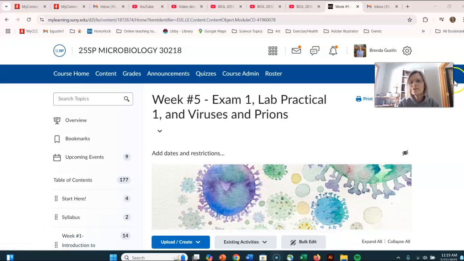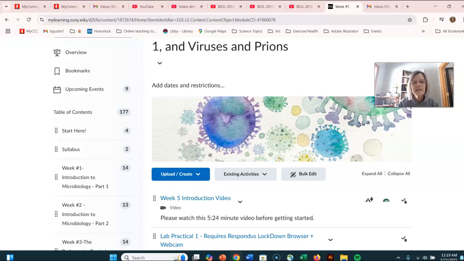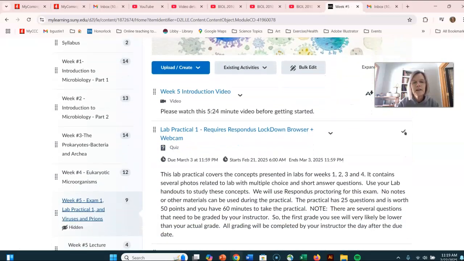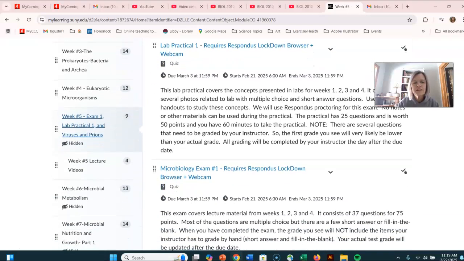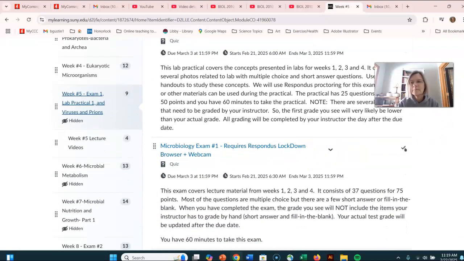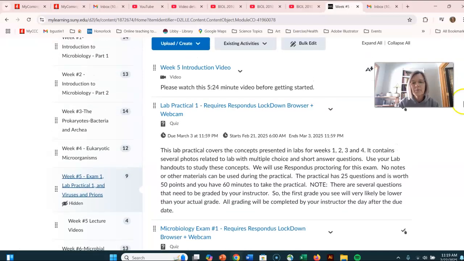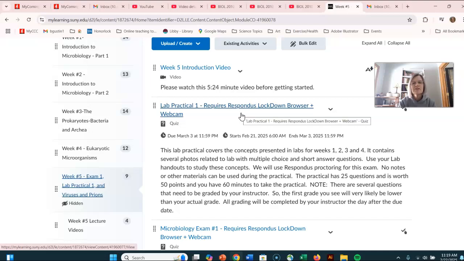Let me give you some pointers on the exam. First thing I have listed on here is a lab practical. I don't think it really matters if you take the lab practical or the exam first. Let me talk about the lab practical since it's here first. Remember, we're using Respondus, so that will be proctored. You don't use any notes or anything. The lab practical covers the labs from weeks 1, 2, 3, and 4.